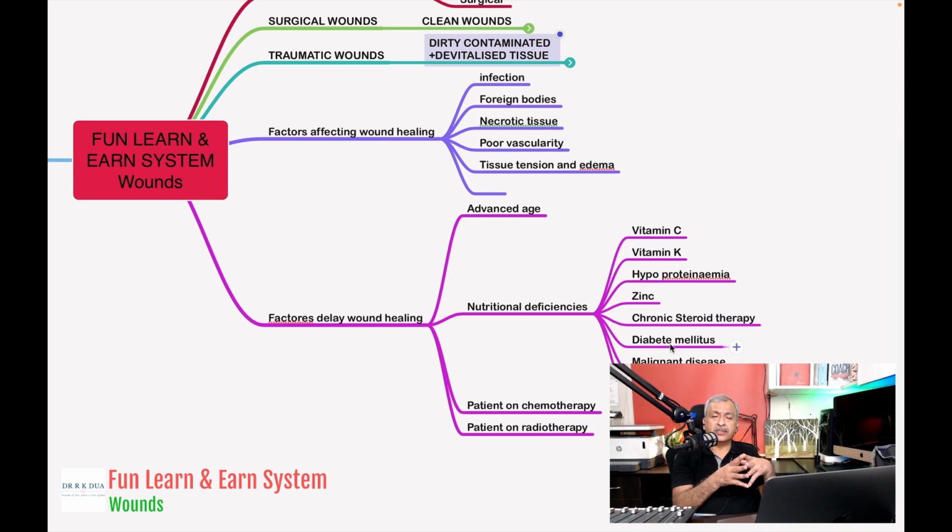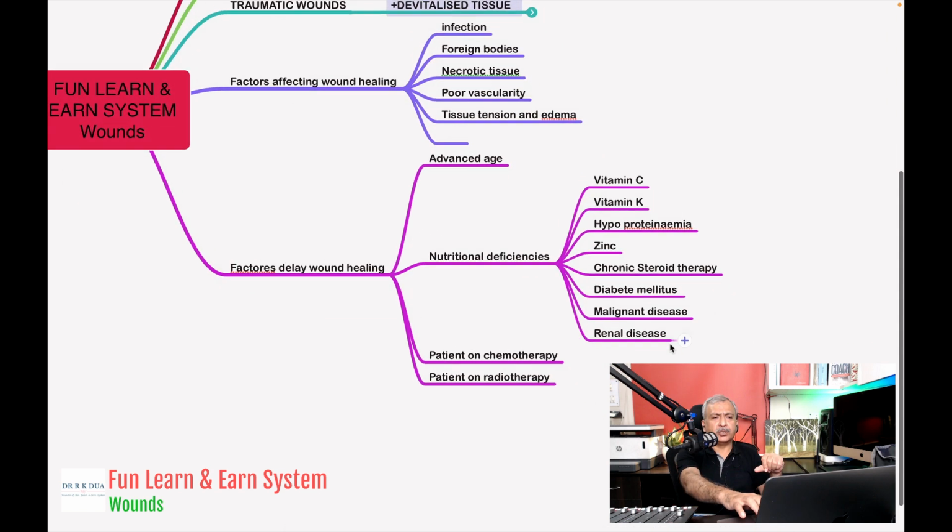Along with that, if a malignant disease is present, it will cause decreased wound healing. If the patient is having some kind of treatment, such as chemotherapy or radiation therapy, all these can cause decreased wound healing. Renal disease can also decrease immunity and cause hypoproteinemia and increased urea and creatinine levels. They all act synergistically and cause decreased wound healing.